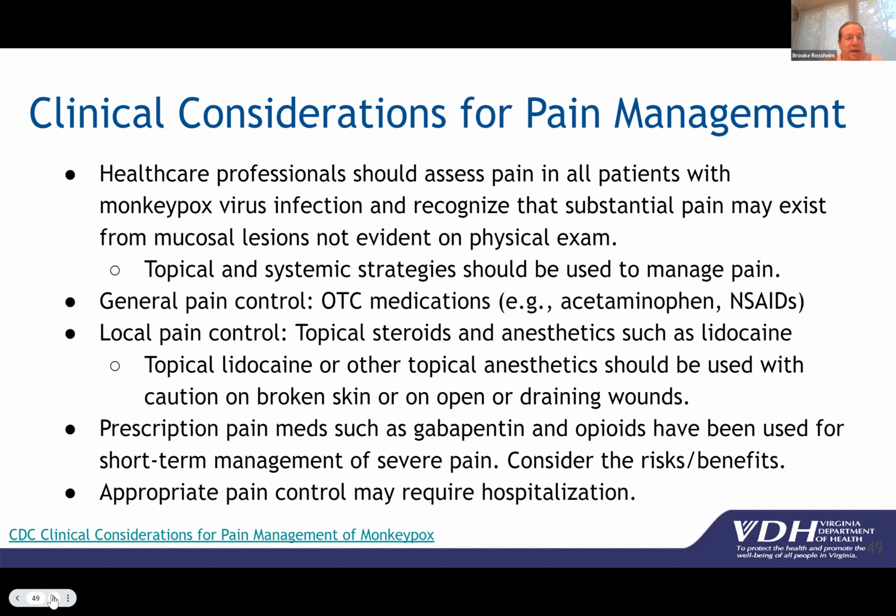Obviously, prescription pain medicine is going to be in the consideration mix. Gabapentin has been put forward, and certainly if patients need short-term opioid therapy, that would be appropriate. Obviously, you want to consider the risks and benefits of opioids and discuss them with the patient before prescribing them. And as we said, appropriate pain control may require hospitalization in some cases. Next slide.